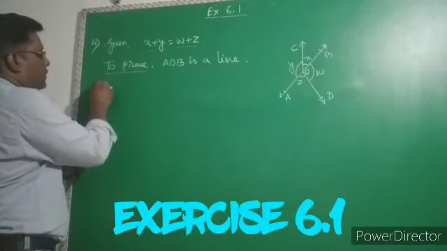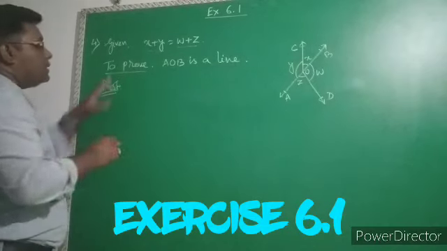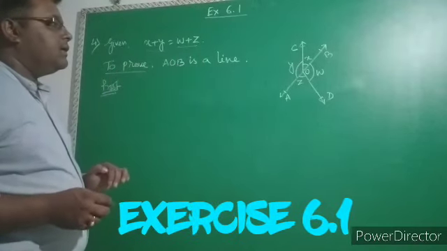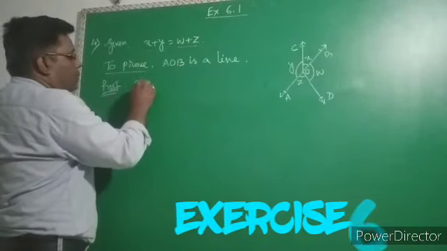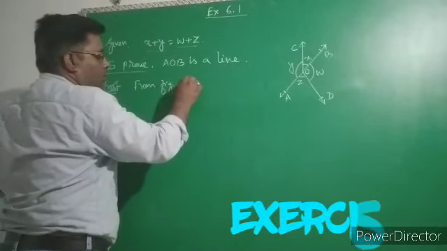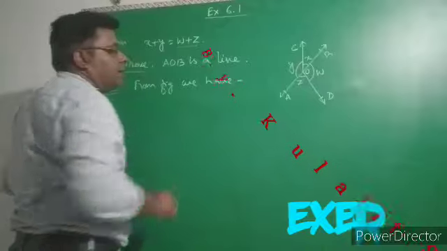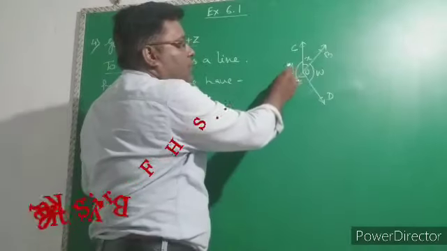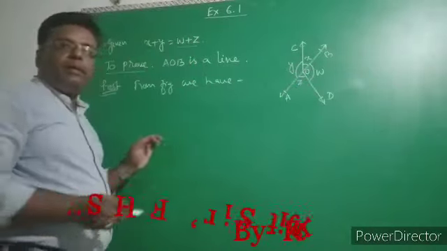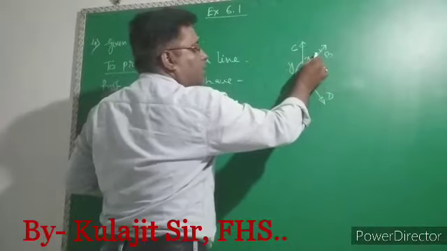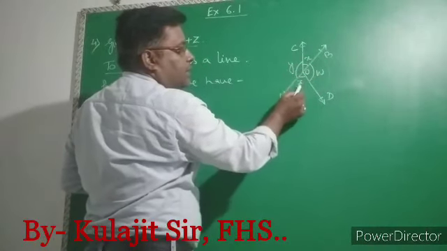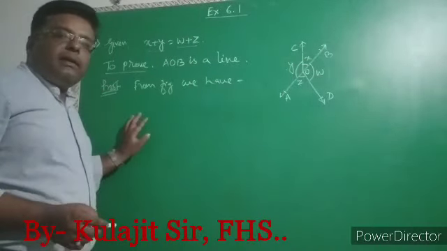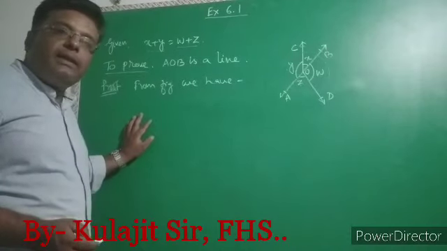Now see the proof part. So it's given X plus Y equal to W plus Z, and we have to prove that AOB is a line. So from the figure we have, see in this figure, if we add all these angles X plus Y plus Z plus W, then what happens? We get the complete angle. If we add X plus Y plus Z plus W, we get the complete circle or complete angle, and the complete angle is 360 degree.